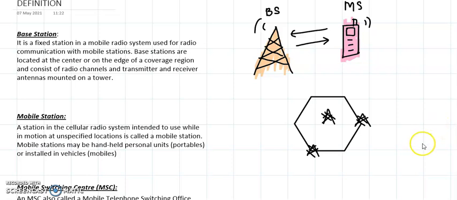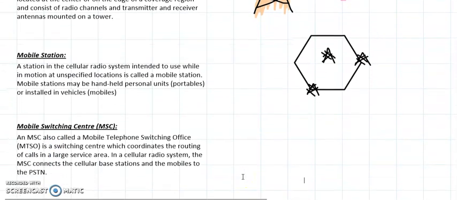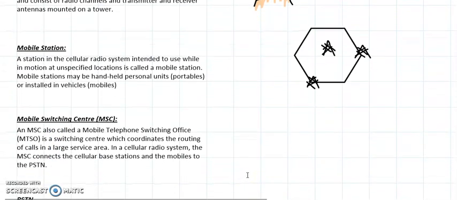Let us now move on to the next definition, which is mobile switching center. The MSC or the mobile switching center is also called mobile telephone switching office or MTSO. It is a switching center which coordinates the routing of calls in a large service area. In cellular radio systems, the MSC connects the cellular base station and the mobiles to the PSTN. Now what is PSTN? PSTN is nothing but a landline network. We'll come to the definition of PSTN later on. But first let us understand what is this MSC or the mobile telephone switching office.